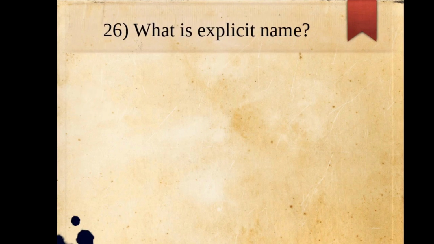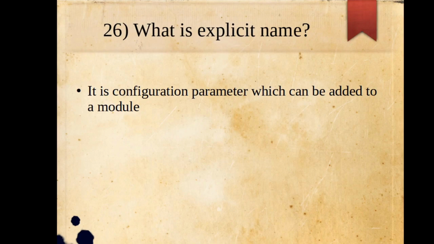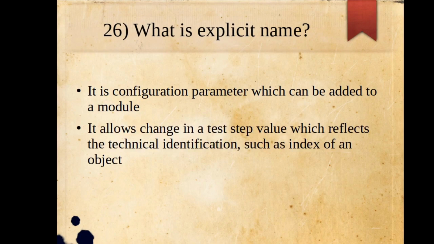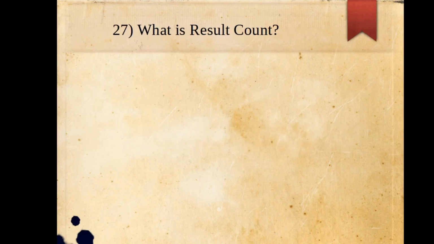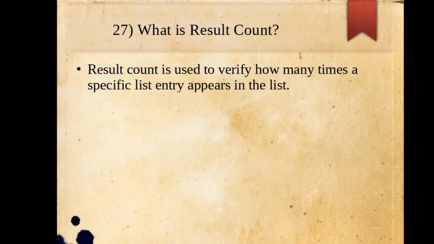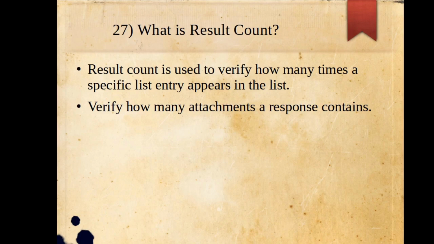The next question, what is explicit name? It is a configuration parameter which can be added to a module. It allows a change in a test step value which reflects the technical identification, such as the index of an object. Now what is result count? Result count is a property which is used to verify how many times a specific entry appears in a list. It can verify how many attachments a response contains as well. It's used as result count is equal to value. For example, if there is a table in which a particular number or a particular list item is coming twice, by scanning that table and using the result count property, we can get the exact number of how many times it is displayed.